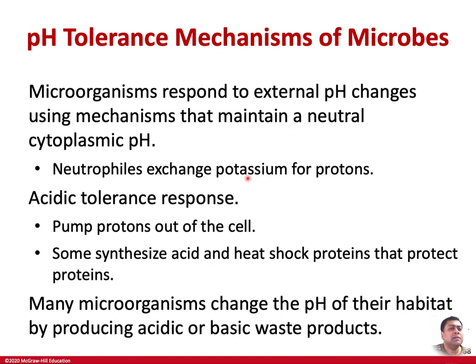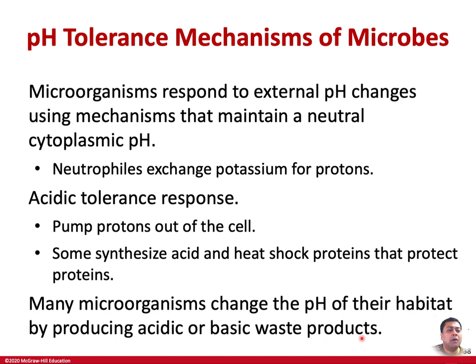Microorganisms respond to the external pH change using mechanisms to maintain a neutral cytoplasmic pH. The neutrophiles exchange potassium for protons. On the other hand, the acid tolerance response pumps protons out of the cell. And some synthesize acid shock proteins that protect their proteins from denaturing. And many microorganisms change the pH of their habitat by producing acidic and basic waste products.